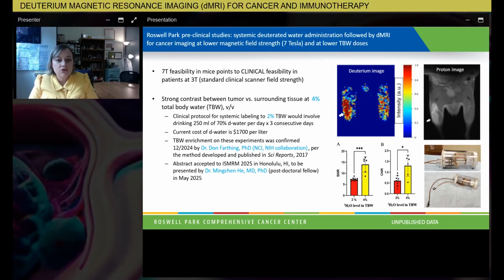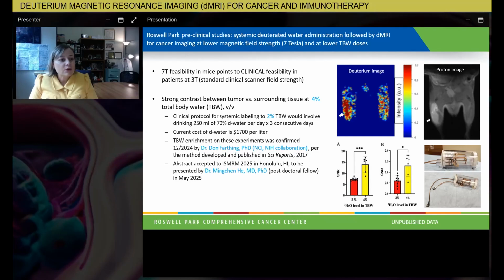So magnetic field strength is measured in Tesla. Typical clinical scanners are 3 Tesla. The first set of experiments I was doing at the NIH were done at 14 Tesla and 11 Tesla, so high field, really high field, which gives you good sensitivity. But most institutions will not have that kind of MRI.